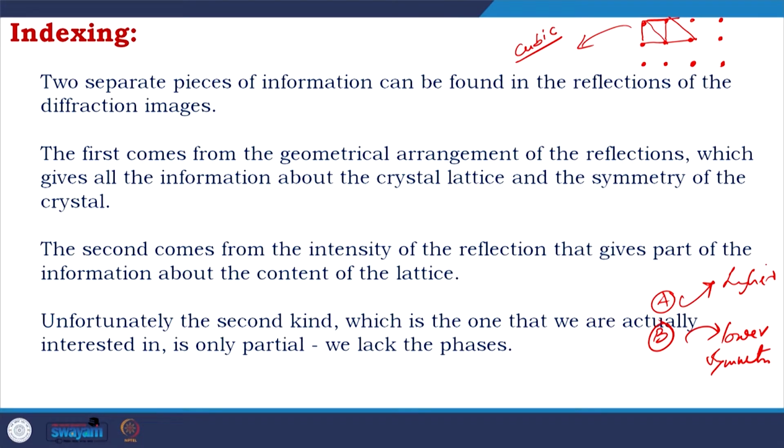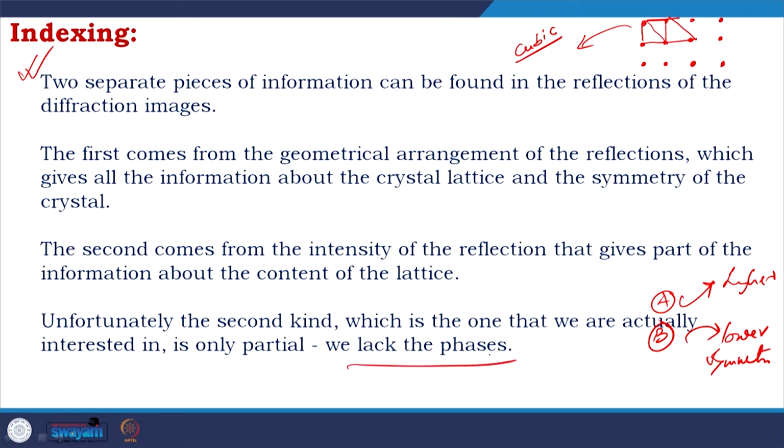The second comes from the intensity of the reflections. Unfortunately, the second kind is the one that we are actually interested in. So, this is what indexing is. The second one we will discuss later in the next module.